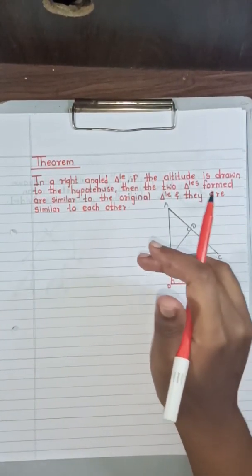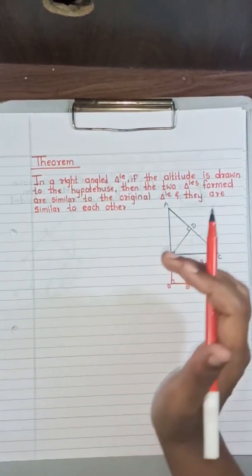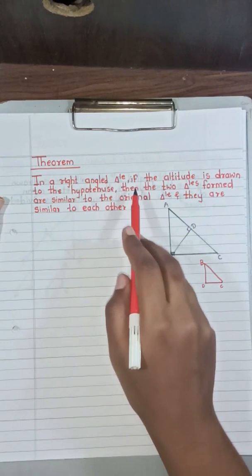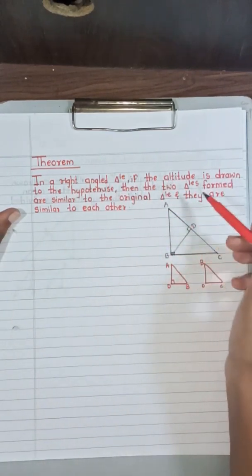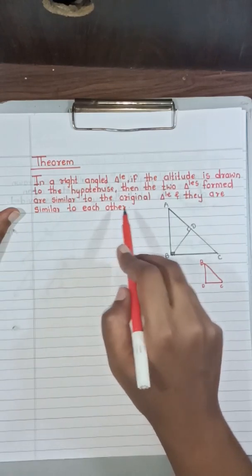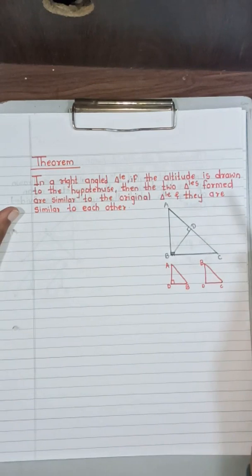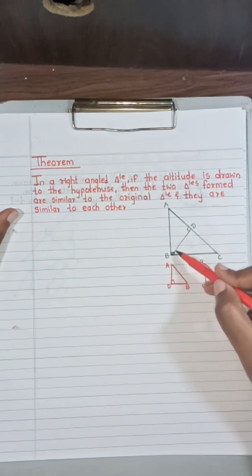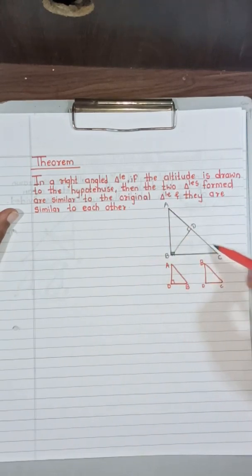Now on page number 33 they have given the first theorem of this topic. The theorem is, in a right angle triangle, if the altitude is drawn to the hypotenuse, then the two triangles formed are similar to the original triangle and they are similar to each other. Now you can see here BD is the altitude drawn to the hypotenuse AC.